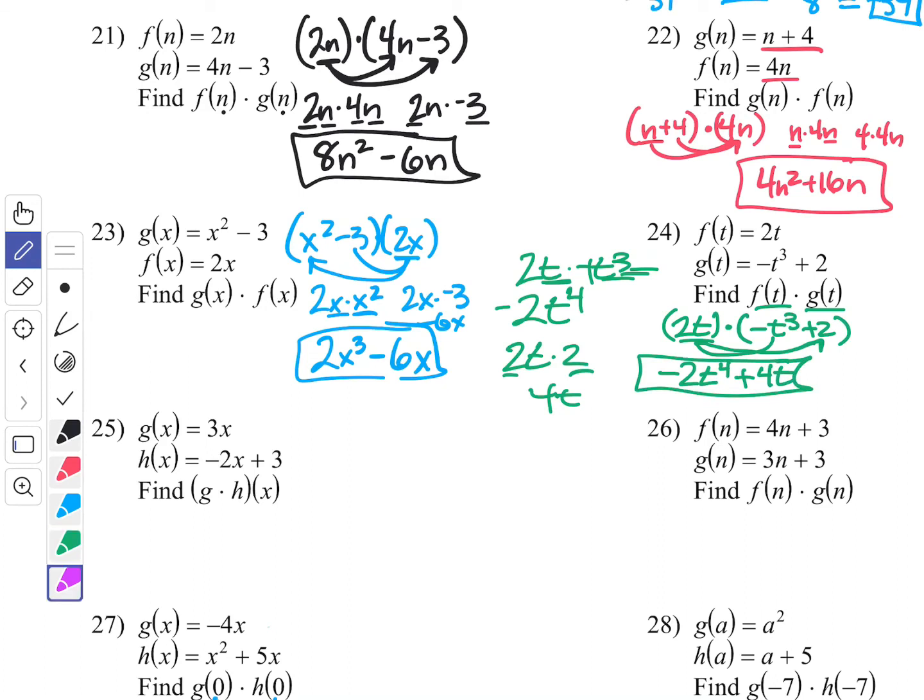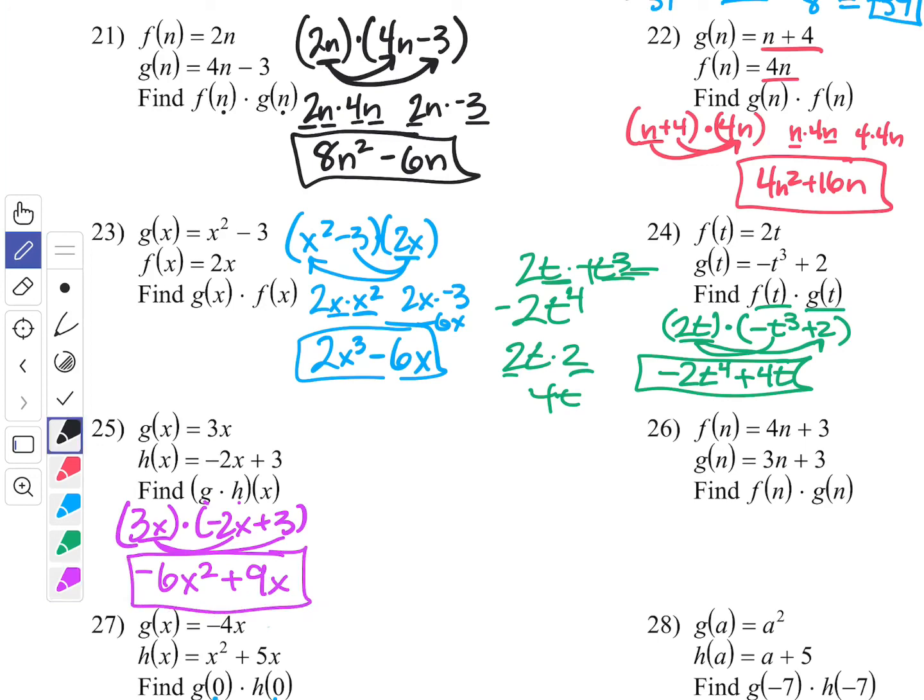Finally, the last two. 3x times negative 2x plus 3, g and h. Negative 3x times negative 2x would be a negative 6x squared. 3x times 3 would be a positive 9x. Now the last one, okay, it's a little different because now we got two of these guys. But we treat it the same way. 4n plus 3 times 3n plus 3.